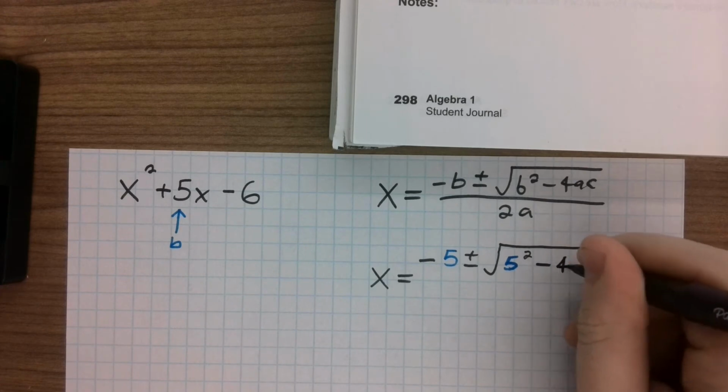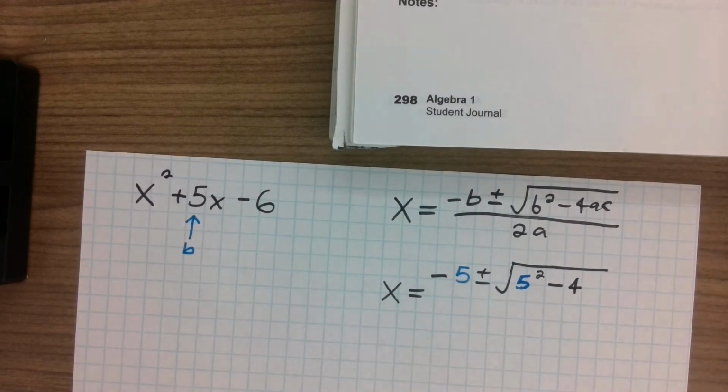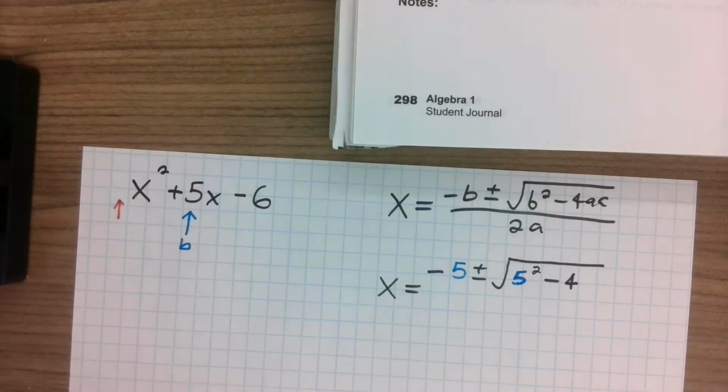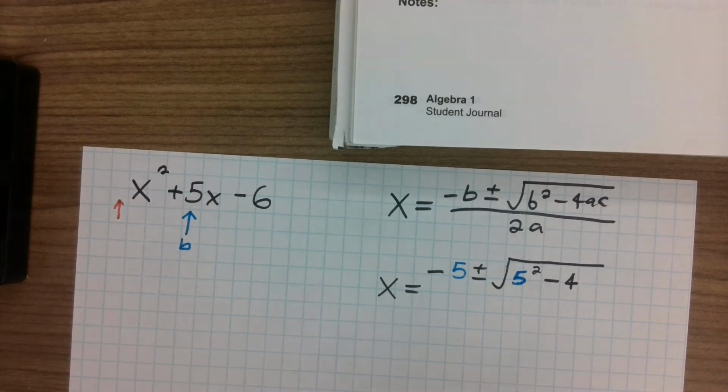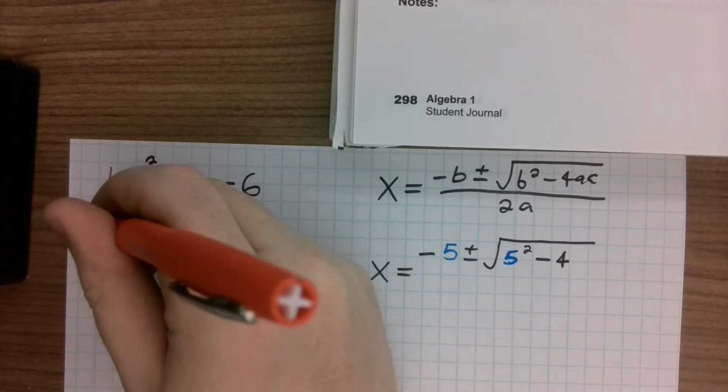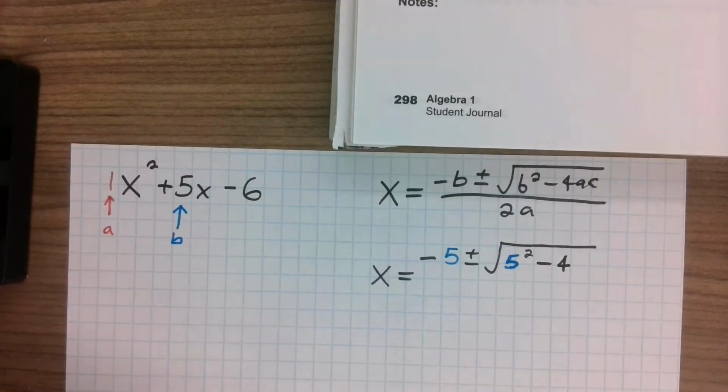Minus 4ac, so we need to find our a value and our c value. Well, our a value is what comes before the x squared, but we don't have a number in front of the x squared. Well, remember, if you don't have an a value, your a value is secretly 1. Our a value is what's in front of the x squared, or what's multiplying the x squared. If you don't have one, it means it's 1.